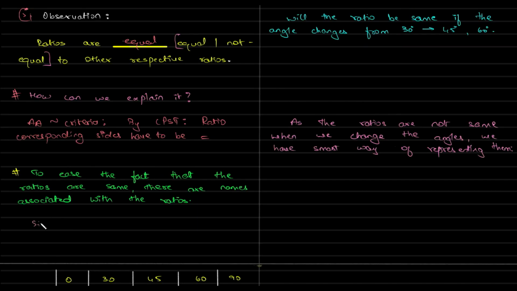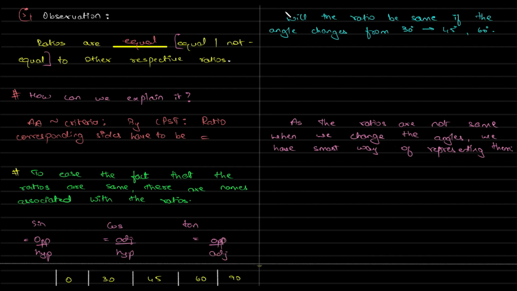So we have sine, cos, and tan. If someone says sine, you just have to say, okay, we're talking about opposite by hypotenuse. If someone says cos, it's adjacent by hypotenuse. If someone says tan, it's opposite by adjacent.